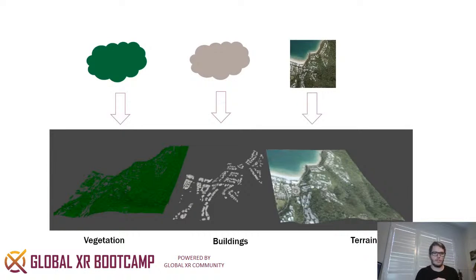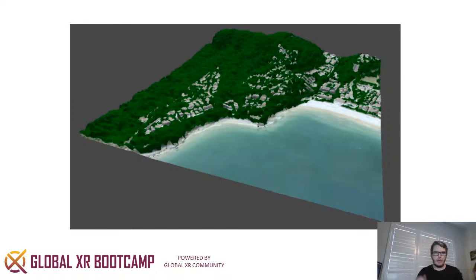So in this case, I've extracted those points for vegetation, triangulated those points. I've done the same for buildings, and I've done the same for the base terrain layer as well. And I've colored the vegetation green, I've made the buildings gray, and I've just put the terrain layer as the satellite imagery for that tile. And if we have a look here, we can see that it rendered okay. Like you can recognize what this place is.